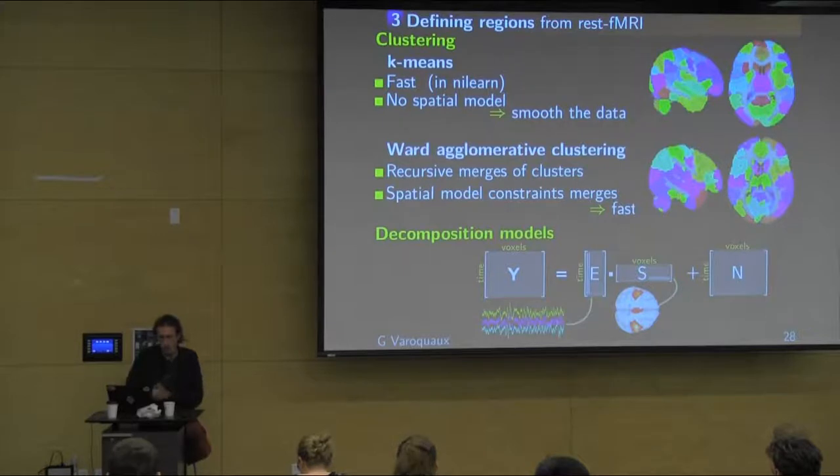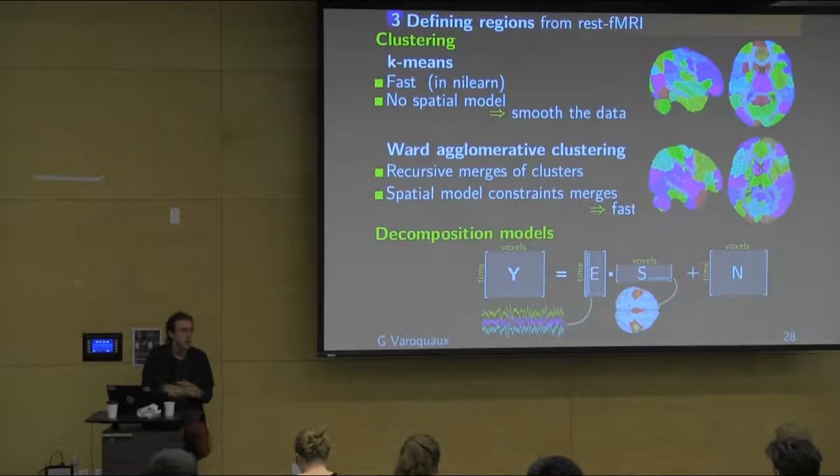And there's another class of model, which is to say that instead of clustering, so basically a clustering is a hard assignment. I'm putting each voxel in a region. And this is a bit of a simplifying model, and more likely at the group level, voxels have a certain probability of belonging to a region or another. The signal is basically mixed.